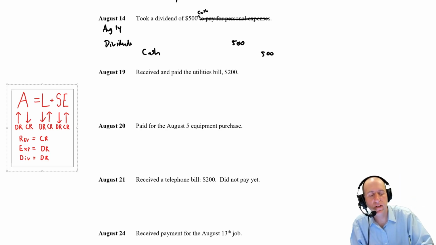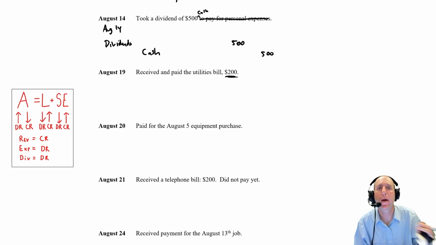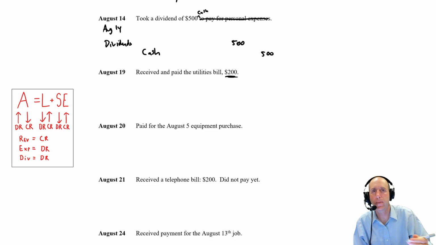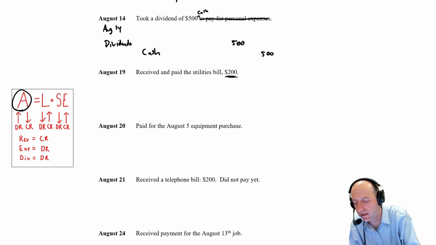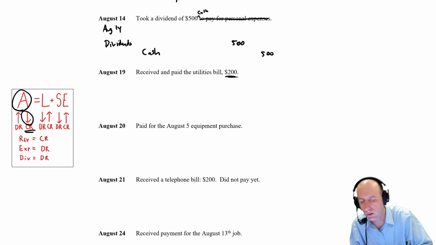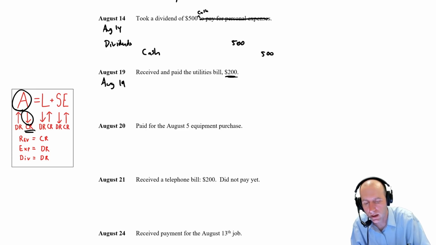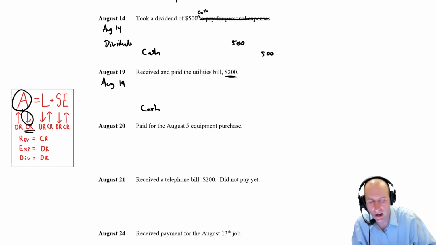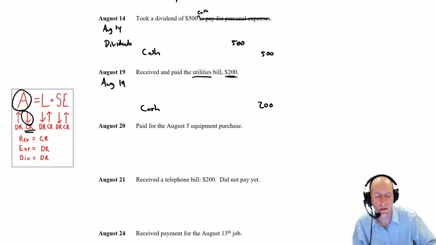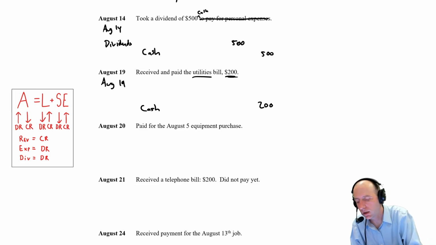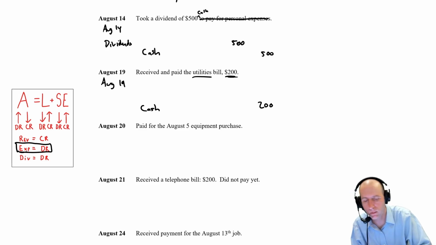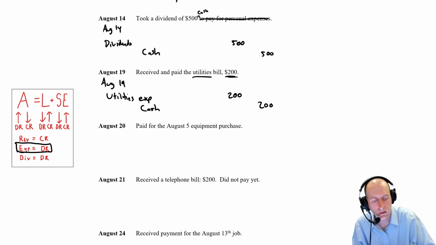Received and paid the utilities bill, $200. Okay, received and paid. We paid a bill. If you pay a bill, that means money's going down. We got an asset. It is decreasing. Credit that asset, and that asset, of course, is cash. August 19th. Cash goes down by $200. The debit is utilities cost. This is a cost of doing business. This is an expense of our business. Debit utilities expense, 200 bucks.